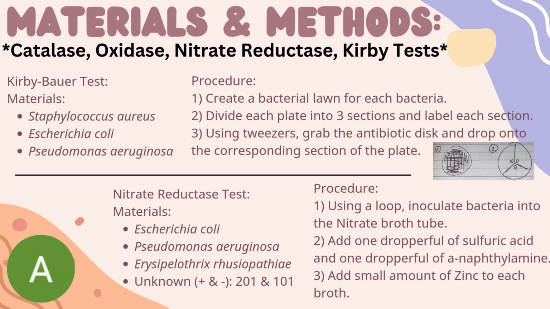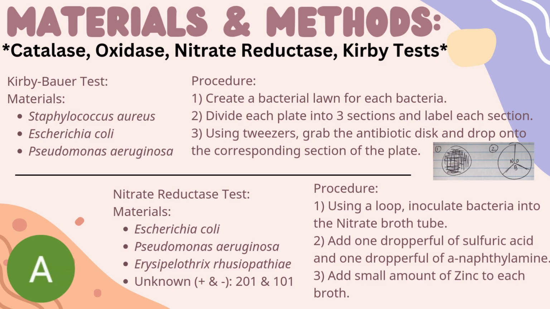The materials required for the Kirby-Bauer test include the bacterial samples of Staphylococcus aureus, Escherichia coli, and Pseudomonas aeruginosa. The procedures call for creating a bacterial lawn for each bacterium. Then each plate will be divided into 3 sections and labeled with the first letter of each antibiotic. In this case, it is N, O, and B. Lastly, using tweezers, the antibiotic discs will be obtained and dropped onto the corresponding section of the plate.